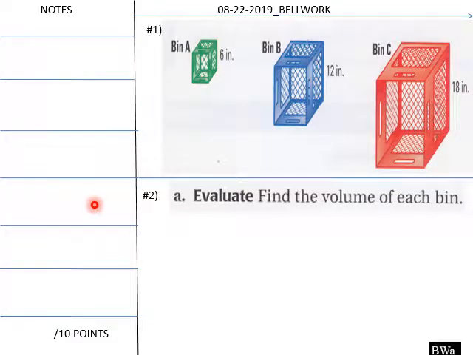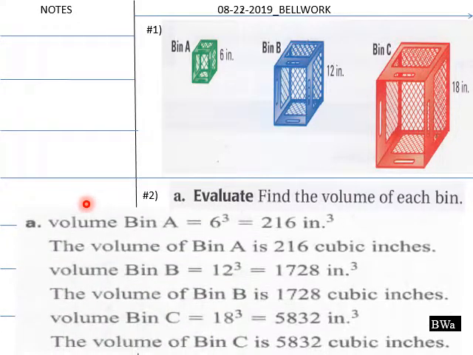Okay, welcome back, students. There is the volume for bin A. Bin A is 216, then bin B, and then bin C. Here are your cubic inch volumes for each one of these bins here. Check your work.